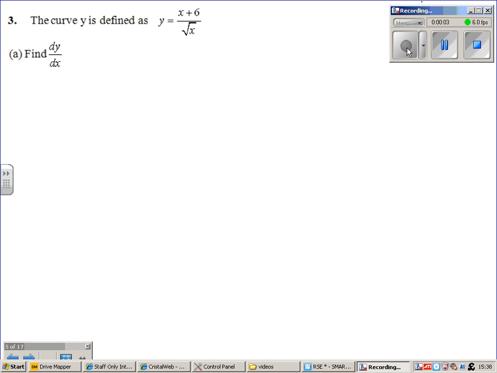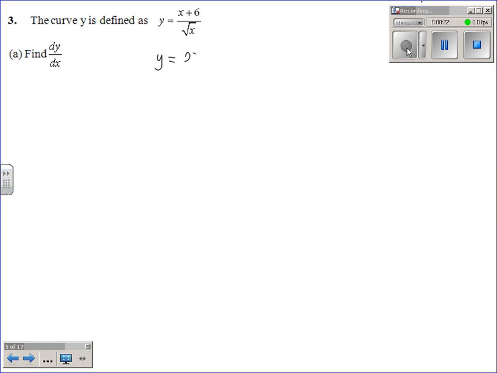Okay, so on question 3 here, we've got the curve y is defined as y equals (x plus 6) all divided by root x. And for part A, we've got to find the gradient function. So before we can do that, we really need to just rearrange the equation y so it's all ready to go. At the moment, what makes it difficult is the fraction.